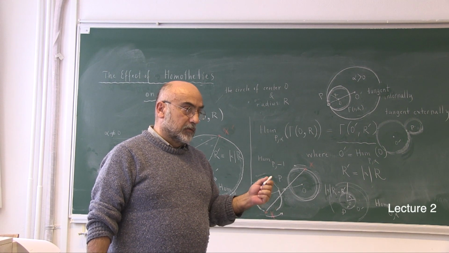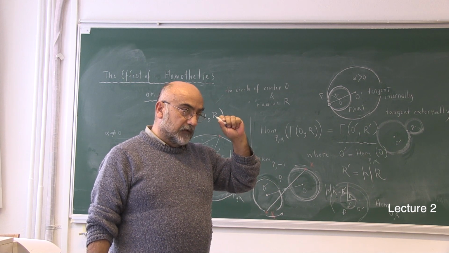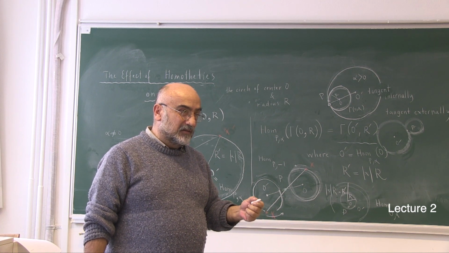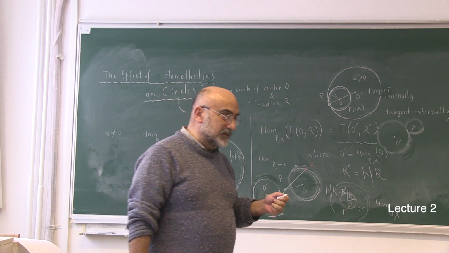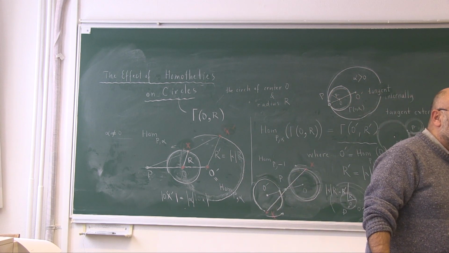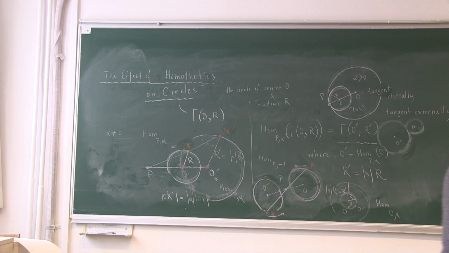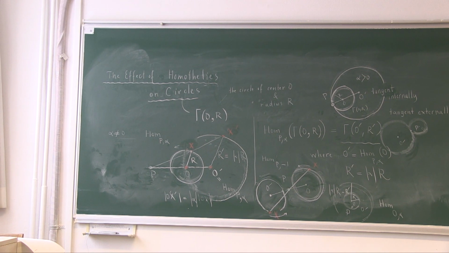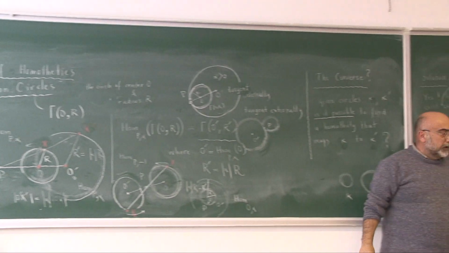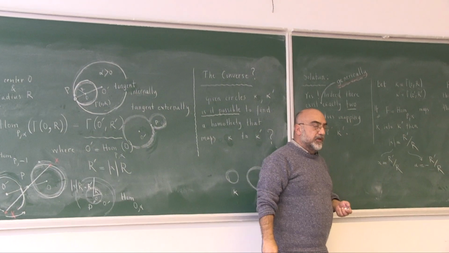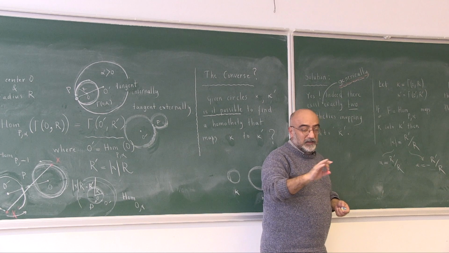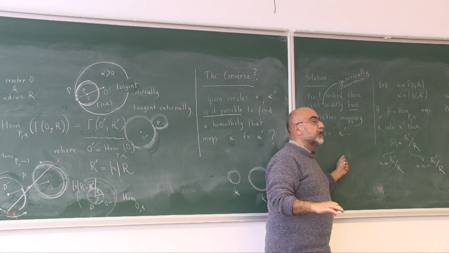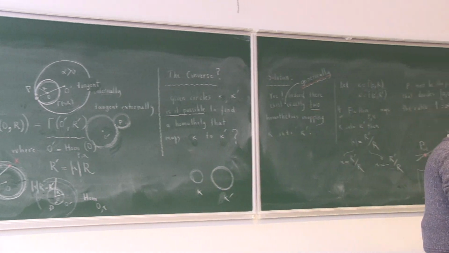Fine. So I gave you two circles, and you could find, in fact, two different homotheties sending one into the other. I said generically. So there are some exceptional situations. What are they? Well, you will not have great difficulty in discerning these exceptions if we go a little bit more carefully through this proof.